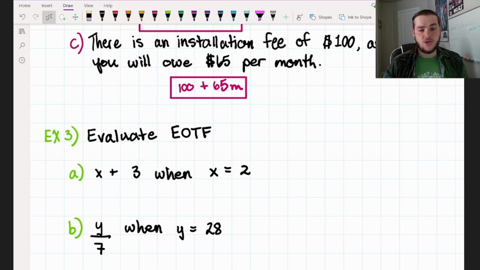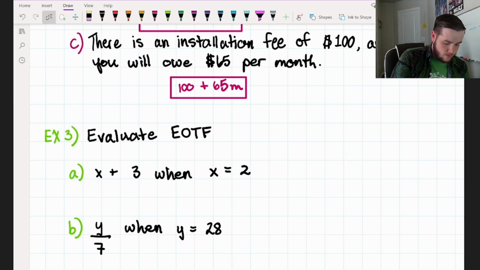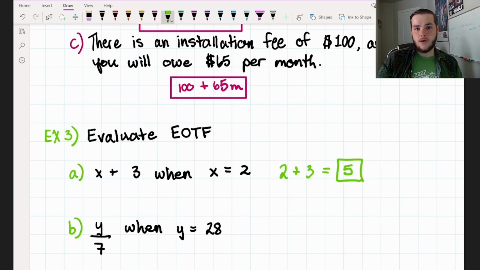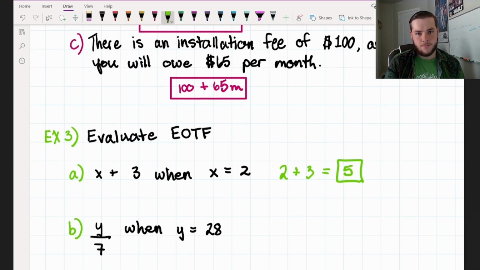But now we're actually given the context that x is equal to 2. So my algebraic expression would tell me to take x, which is 2, and then add 3 to it. And of course, 2 plus 3 is 5. Go ahead and pause the video to see if you can do part B on your own.